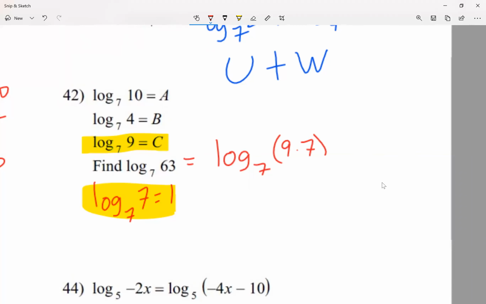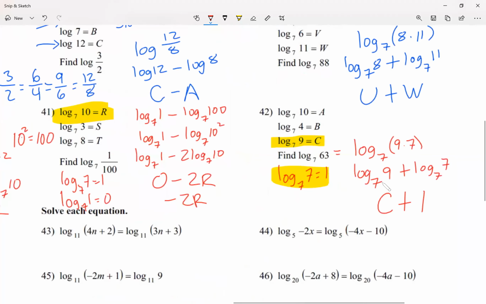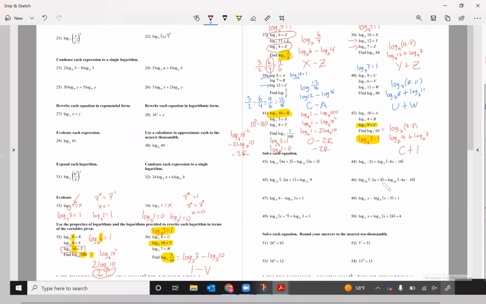So now I can break this. I can split this as log base 7 of 9 plus log base 7 of 7. Log base 7 of 9, let me call this c, plus log base 7 of 7, let me call that 1. So c plus 1. Beautiful. Let me zoom out. Now you guys can see what we did. Don't forget the two special cases.